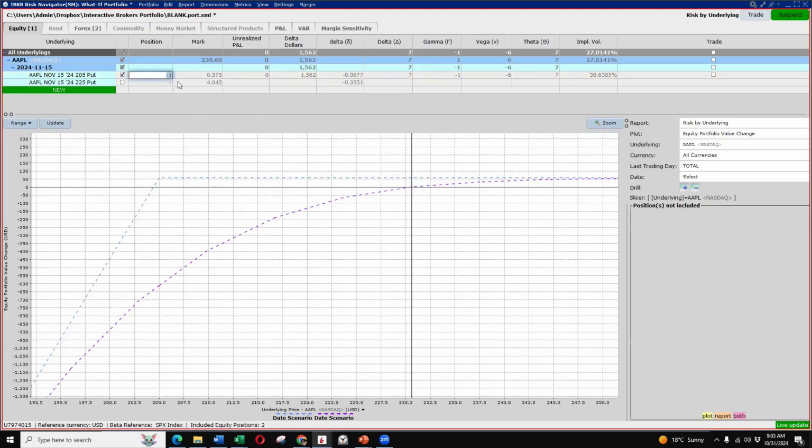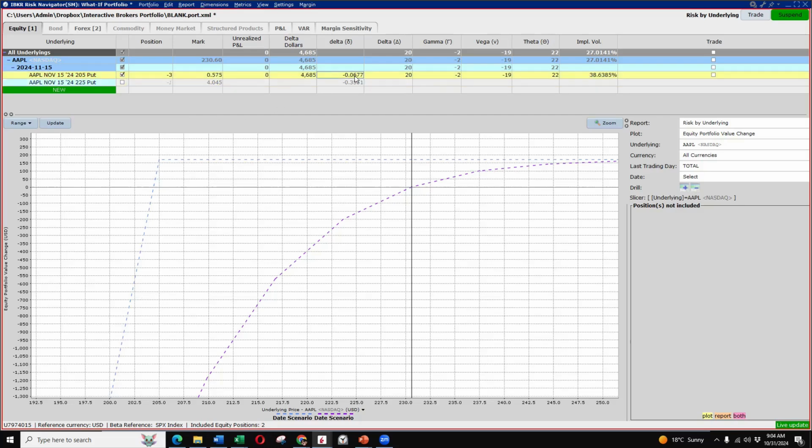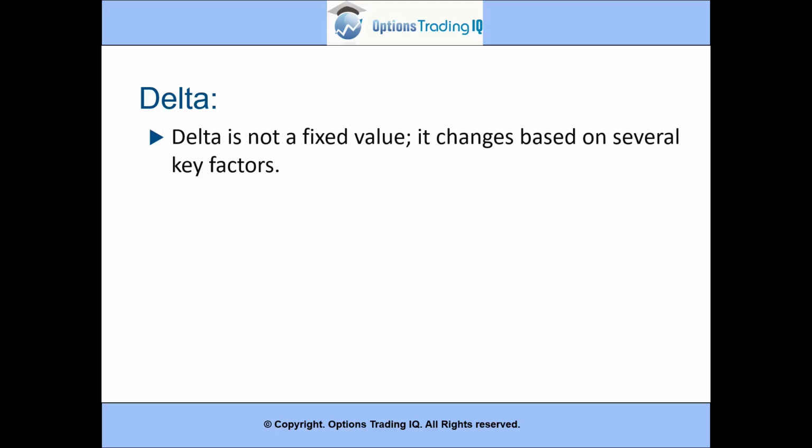If we were to trade 3 of these contracts, you'll see that this delta doesn't change because the delta of the strike doesn't change, but our position delta will change. So this number stays the same, but our position delta is now 20. And this is important when we start to look at delta hedging. Delta is not a fixed value. It changes based on several key factors.